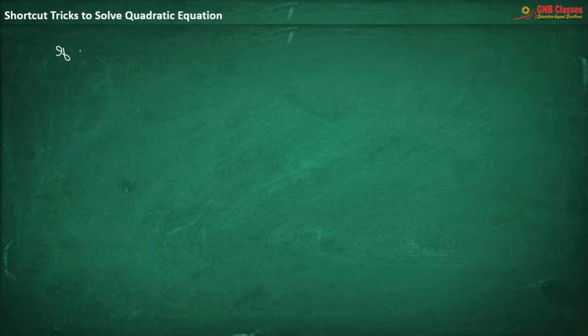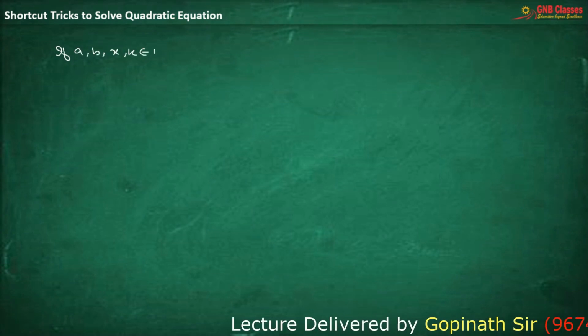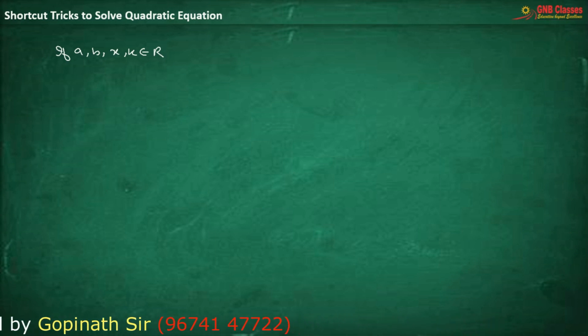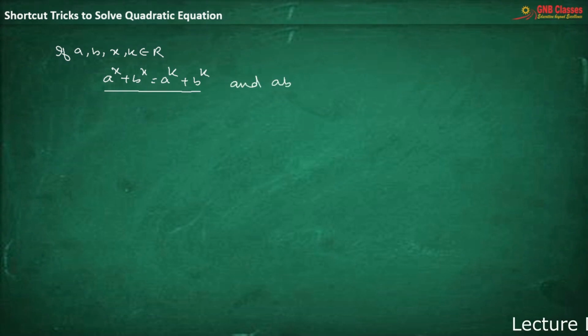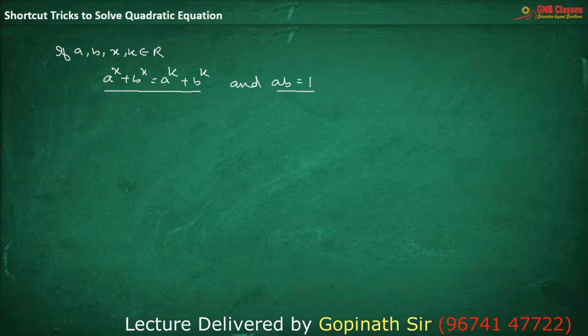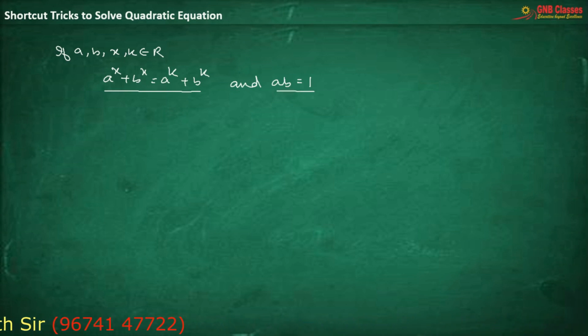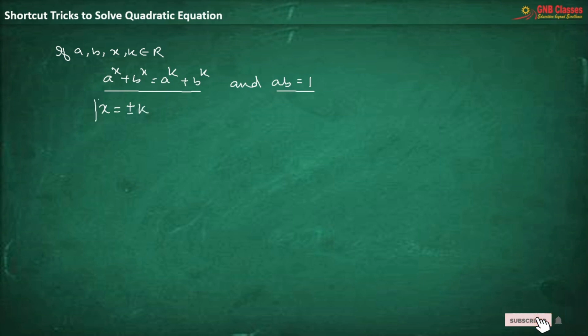Remember one thing, if a, b, x, k all belong to real numbers and a to the power x plus b to the power x is a to the power k plus b to the power k, if this is the condition and if you find that ab equals 1, then directly you will write your answer: x equals plus minus k. That's it. Have you understood?